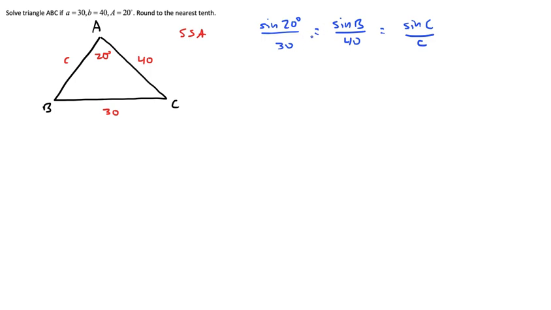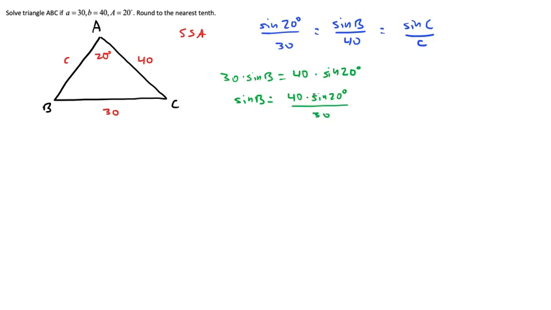All right, so we want to set up our proportion and cross multiply in order to solve. So 30 times the sine of B is equal to 40 times the sine of 20. And notice we're solving for the angle here. We are solving for the sine of B, so we get 40 times the sine of 20 all over 30.